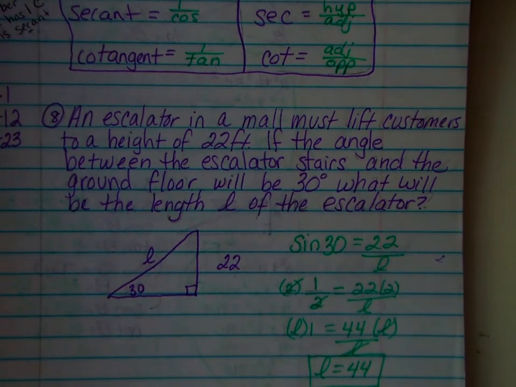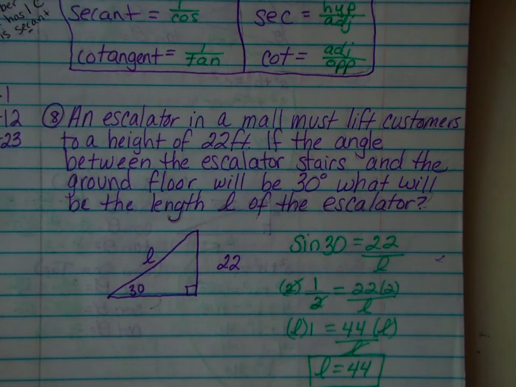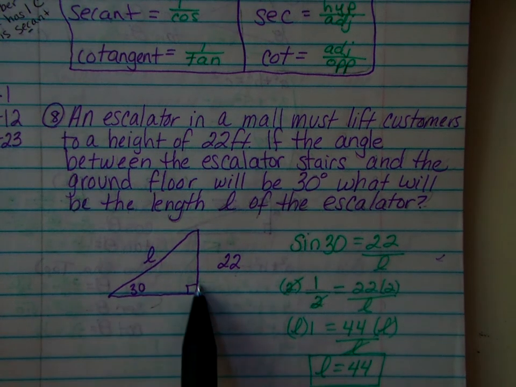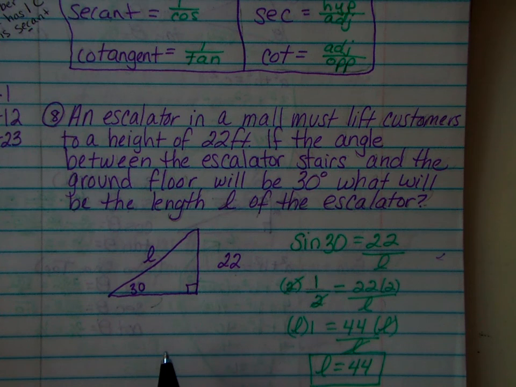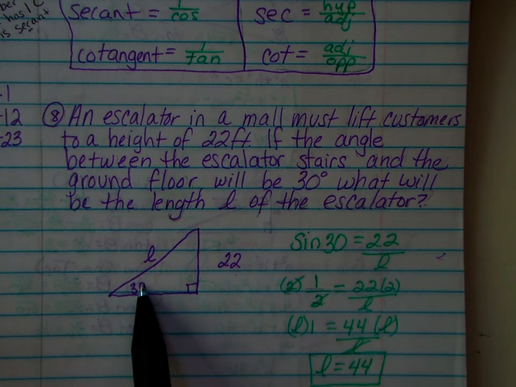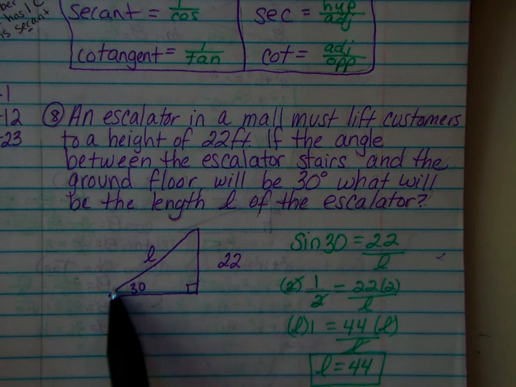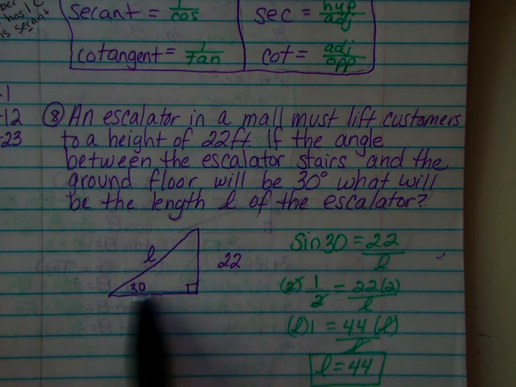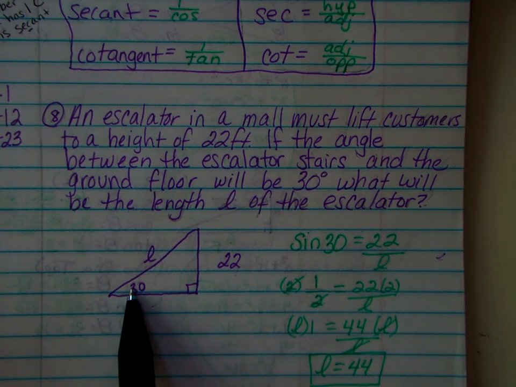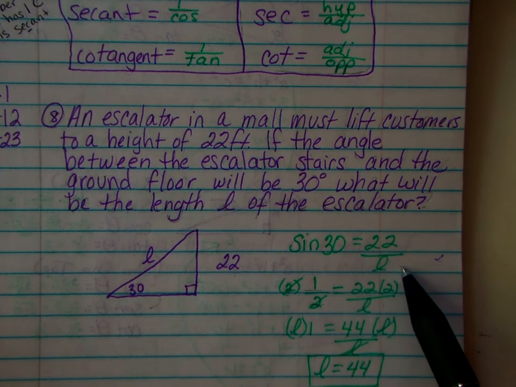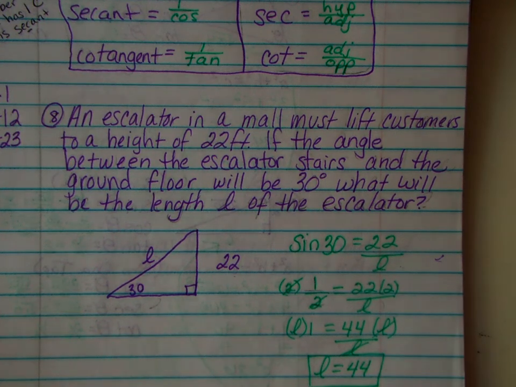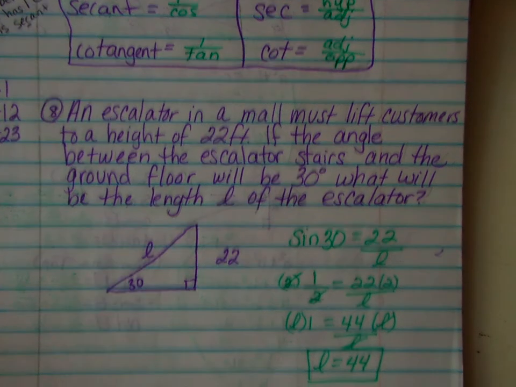Okay? An escalator in a mall must lift customers to a height of 22 feet. Okay? So here's my ground. It has to lift customers to 22 feet. If the angle between the escalator, stairs, and the ground is 30, so here's my ground and here's my escalator, that's a 30-degree angle, what will be the length L of the escalator? So the length of the escalator is L. Okay, so again, put yourself right here at 30 degrees. What information do we have? We have opposite and we have hypotenuse. So I'm going to do a sine. So sine of 30 equals 22 over L. Okay, we're going to get L alone, and we find out it's 44 feet. Okay, number 9.